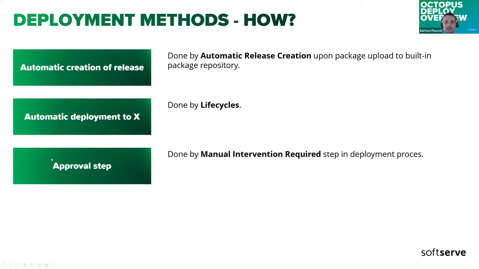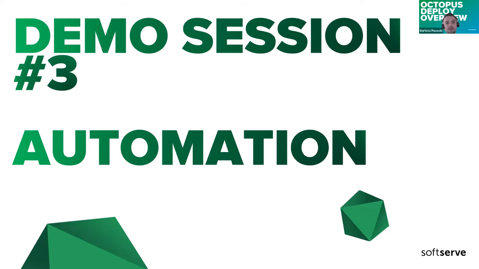I also mentioned approval steps. There is a special type of step that you can include in your deployment process, and it's called manual intervention required. This step stops the deployment process and waits for the approval. And you can also specify who can approve, how many approvers you need, from which group of users that you have specified in Octopus, etc. So let's jump again to Octopus and see how it's done when it comes to automating stuff.